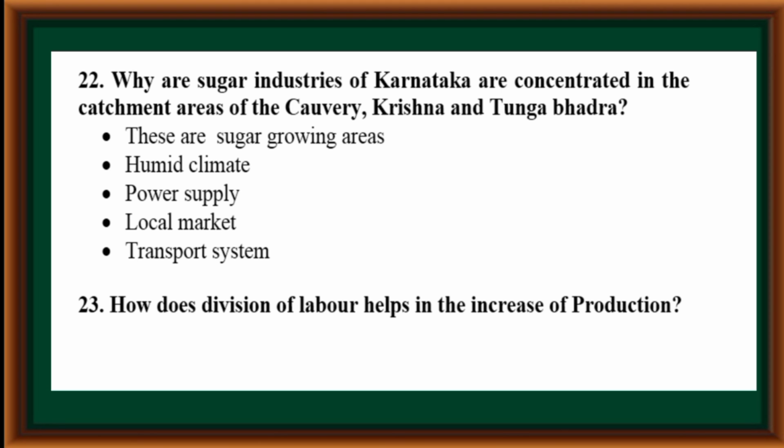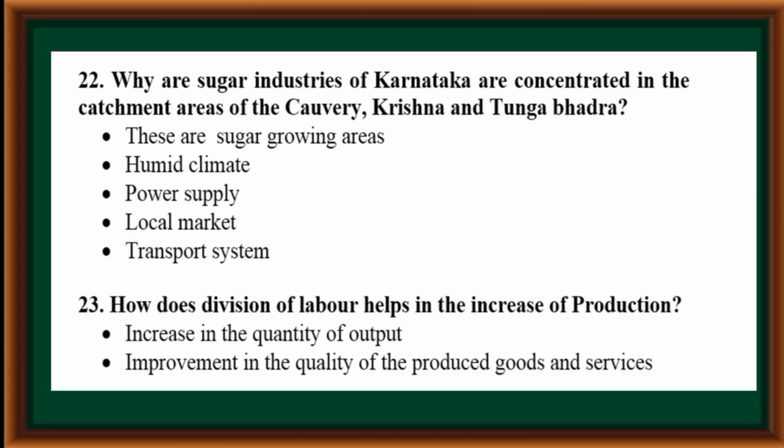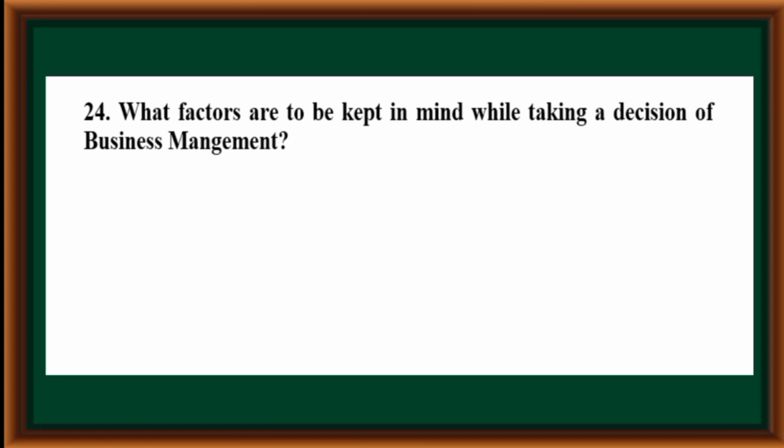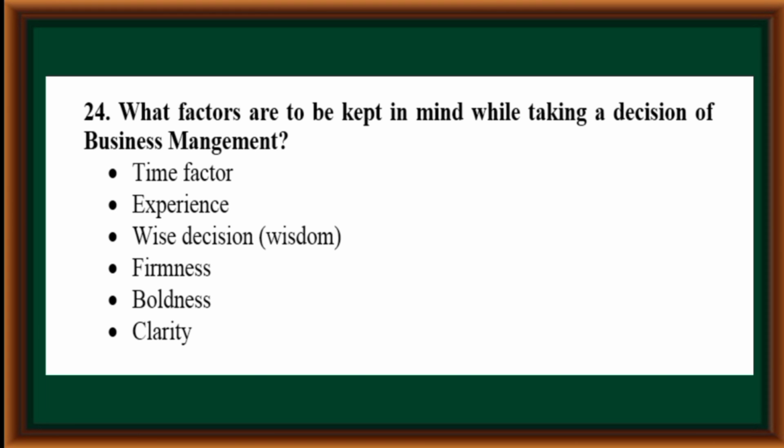How does division of labor help in increase in production, increase in the quantity of output, improvement in the quality of the produced goods and services? What factors are to be kept in mind while taking a decision of business management? Time factor, experience, wise decision wisdom, firmness, boldness, clarity.